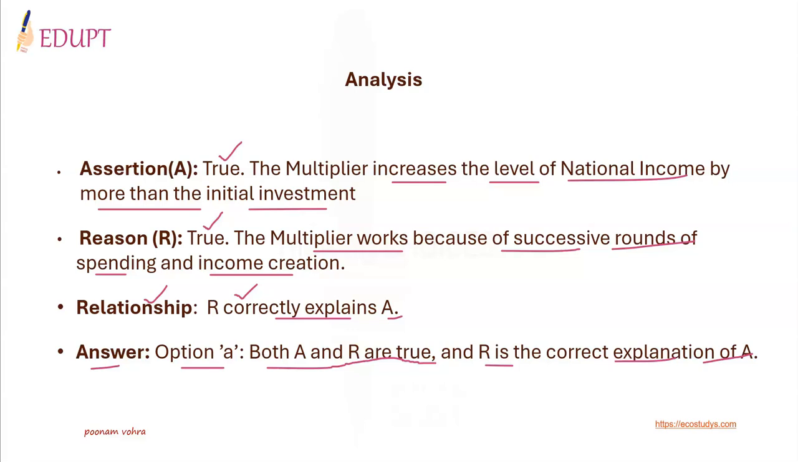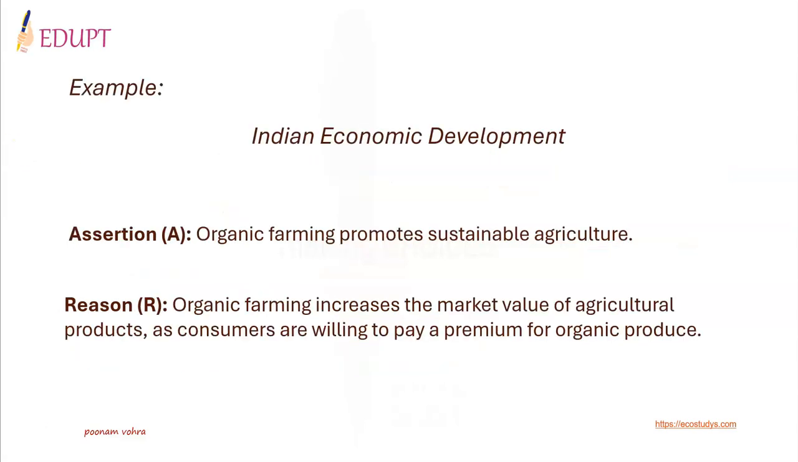Now let's have a look at another example from Indian economic development, where the assertion given is that organic farming promotes sustainable agriculture. And the reason is that organic farming increases the market value of agricultural products as consumers are willing to pay a premium for organic produce. One can identify the topic of assertion and reasoning statements as organic farming.